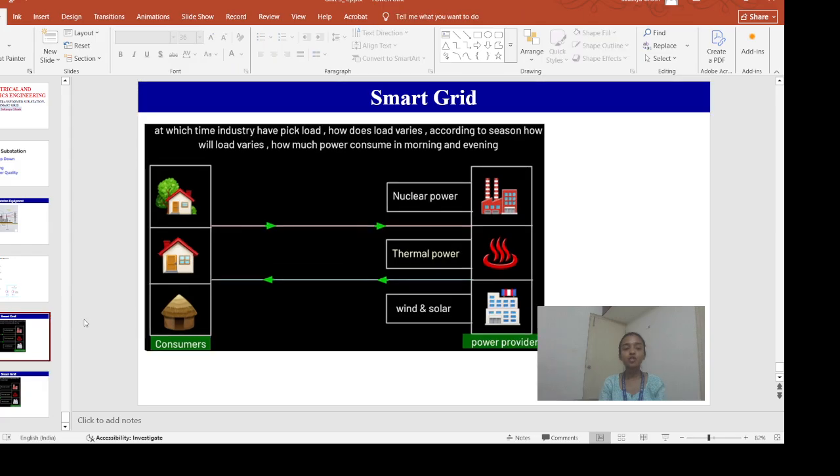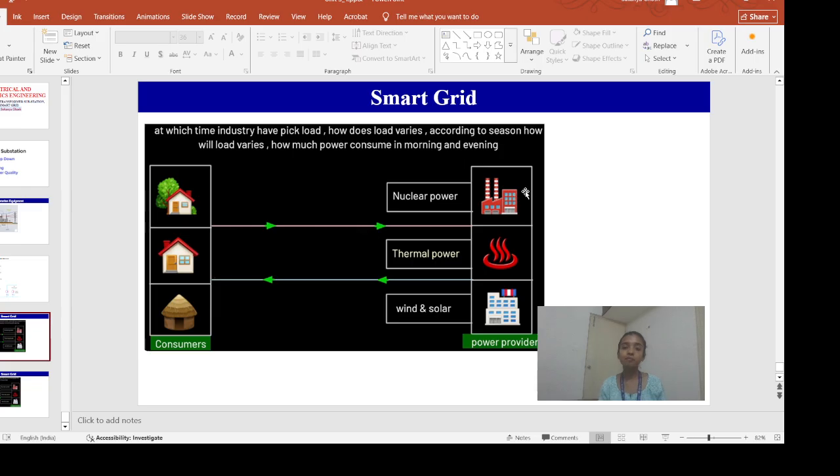So what is the difference between the traditional grid and the smart grid? In the traditional grid system, electricity flows one way. That means, let's say, on the right side we have the generating stations, different power plants where nuclear power, thermal power, wind and solar power plants are there. They are generating the electricity, and at the load side, we the consumers are getting that electric supply. So this is what used to happen in the traditional grid system.